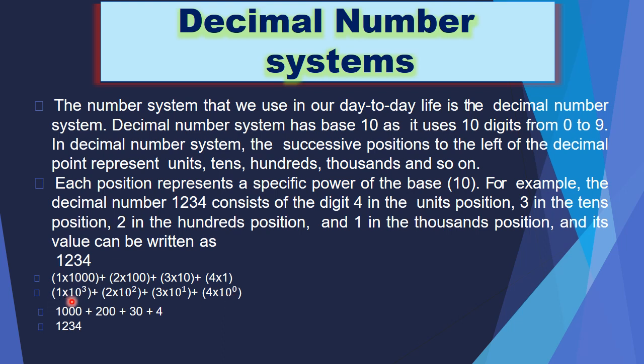And now when we calculate this, 1 into 10 to the power of 3 is how much? 1000. And plus 2 into 10 to the power of 2 is how much? 200. Plus 3 into 10 to the power of 1 is how much? 30. And then 4 into 10 to the power of 0 is how much? 4. So it gives us this number 1, 2, 3, 4. I've just given you this example. We can assume any other number also.